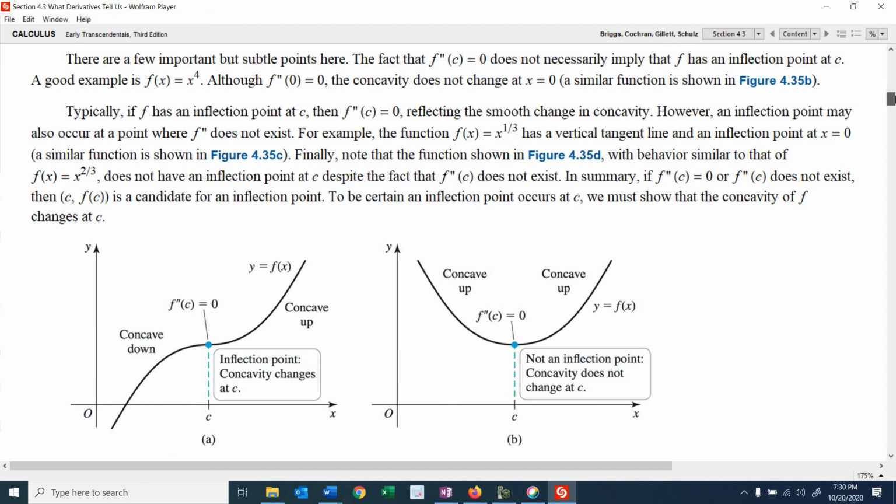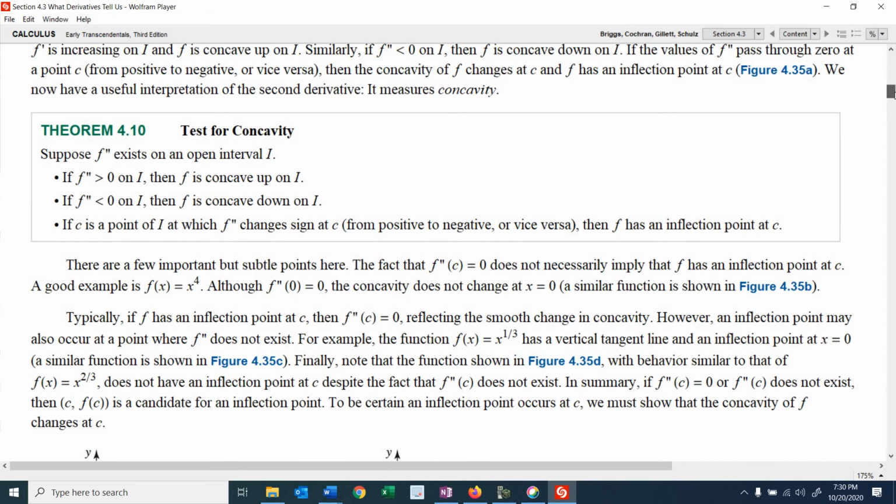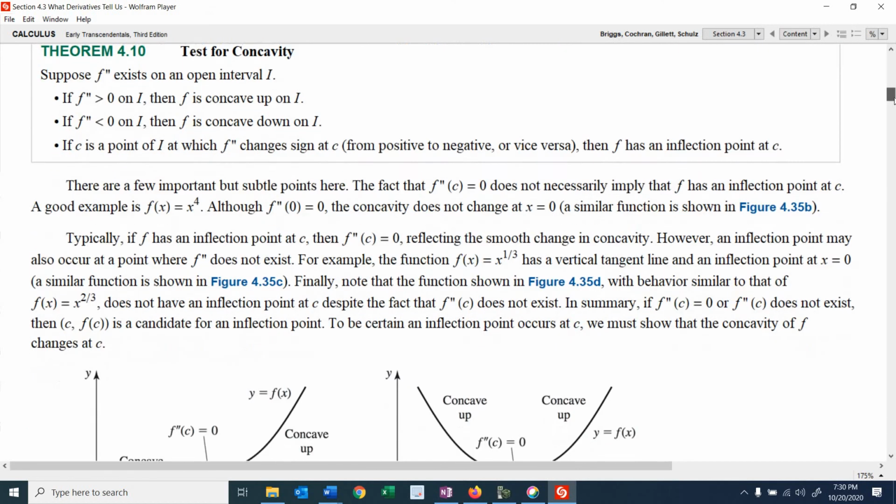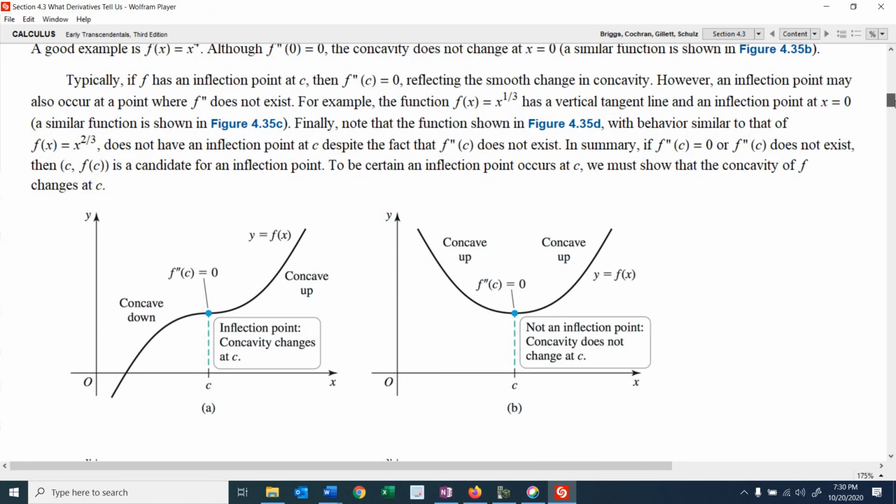Okay, so I'm going to go through an example to show you how we actually find the intervals on which a function is concave up and concave down. And I'm going to show you an example of how we do that. But before we do that, I want to mention one more thing.